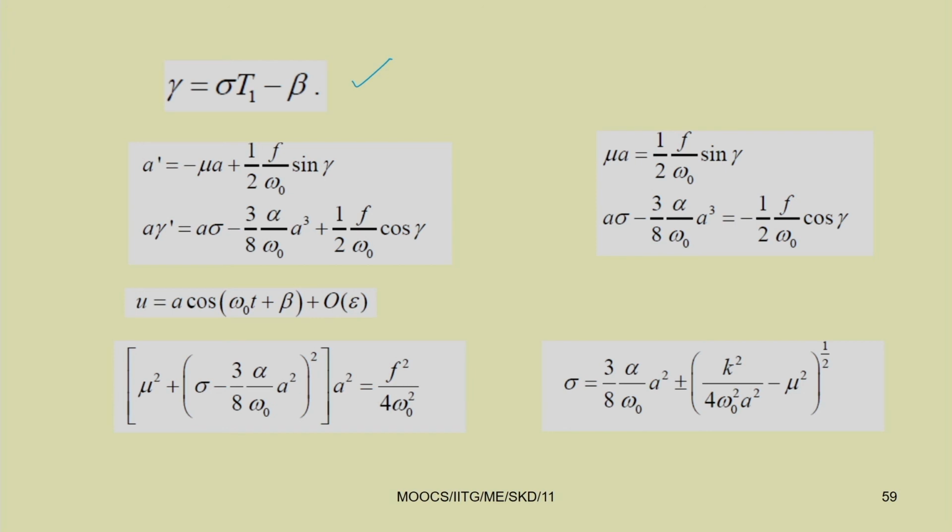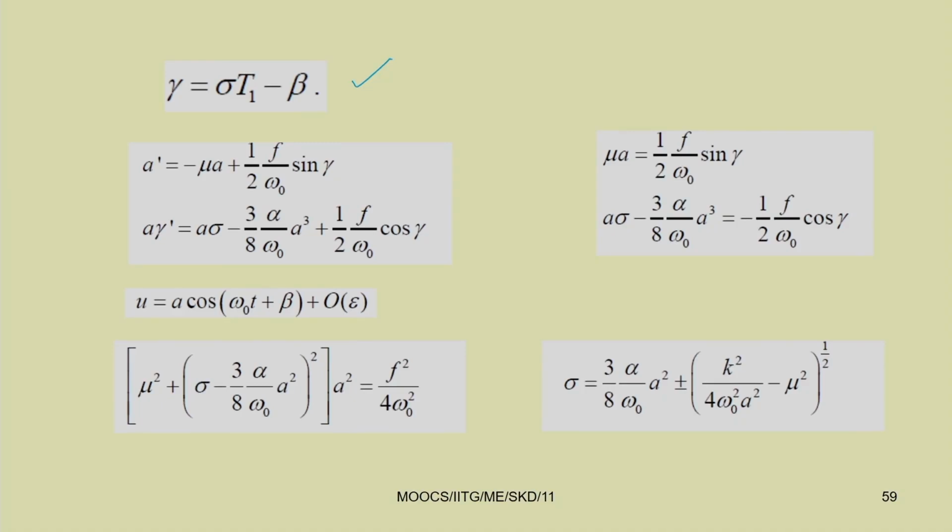So, for steady state, a dash and gamma dash will be equal to 0. So, the resulting solution we can write in terms of a. Now, this is the expression we will get for steady state solution. A dash we have substituted 0 and gamma dash also substituted 0. So, our equation becomes mu a equal to half f by omega 0 sin gamma, and a sigma minus 3 by 8 alpha by omega 0 a cube equal to minus half f by omega 0 cos gamma.